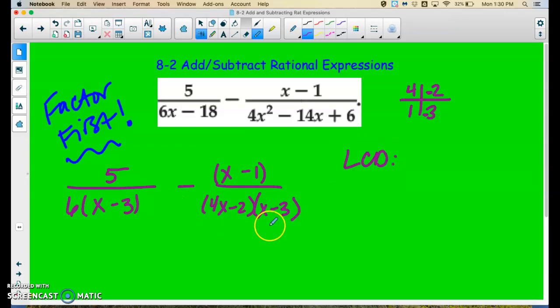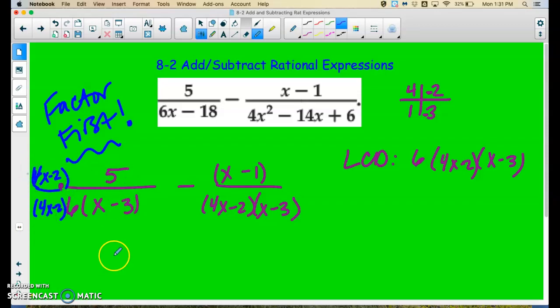So it looks like we have x minus 3 is definitely going to be one of them. A 4x minus 2. We just make sure all the factors are included, and then it looks like we need to have a 6 as well. So with this, what do we need? What's missing from our common denominator on this side right here? Right, the 4x minus 2. So we need to do 4x minus 2, and then the 4x minus 2 on bottom right here. So that's going to be what's missing over here.